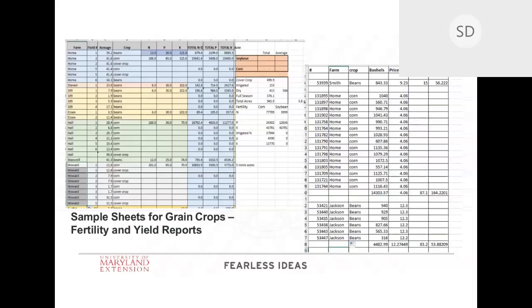So what I would probably do is have a workbook that said fertility and yield reports. And then I would have set up in that workbook multiple worksheets for each year. So 2019 fertility, 2019 marketing, 2018 fertility, 2018 marketing. And that's how I would, again, organize that in that workbook.